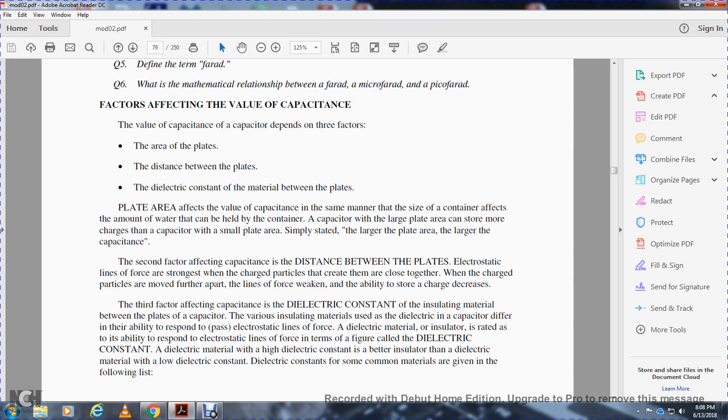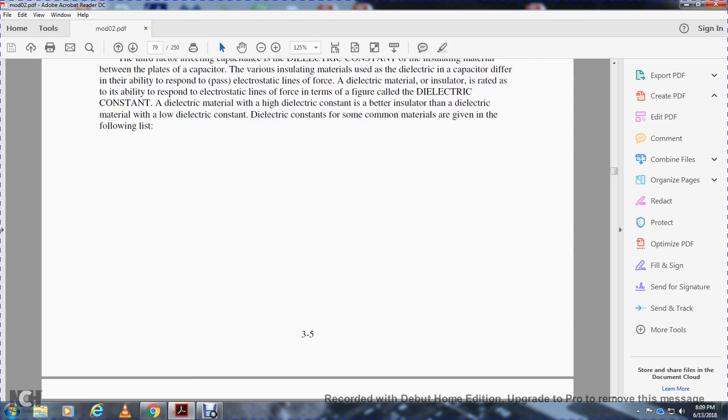The third factor affecting capacitance is the dielectric constant. Various insulating materials are used as the dielectric in capacitors, rated by their ability to respond to the electrostatic lines of force. The dielectric material, the insulator, is rated by its ability to respond to electrostatic lines of force to determine the figure of the dielectric constant. A dielectric material with a high dielectric constant is a better insulator than a dielectric material with a low dielectric constant. Dielectric constants for some materials are given in the following list.